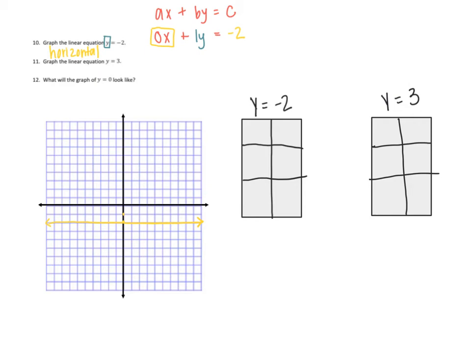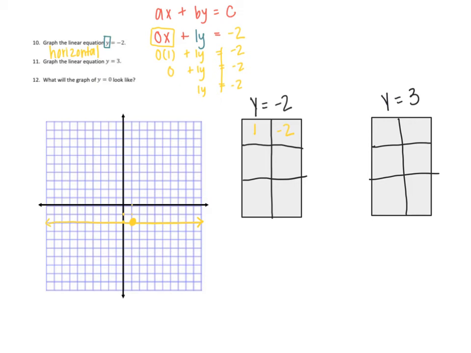So I'm going to plug in the number 1 for my x real quick. So this becomes 0 times 1 plus 1y equals -2. This becomes 0 plus 1y equals -2, 1y equals -2. So my y equals -2. So let's see if that point falls on the line that I predicted. Over 1, down 2. Yep, it falls right there.